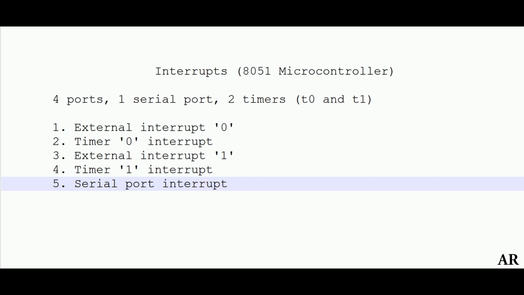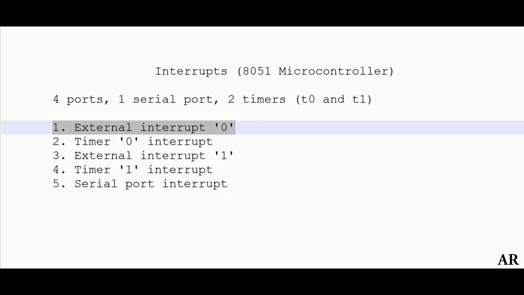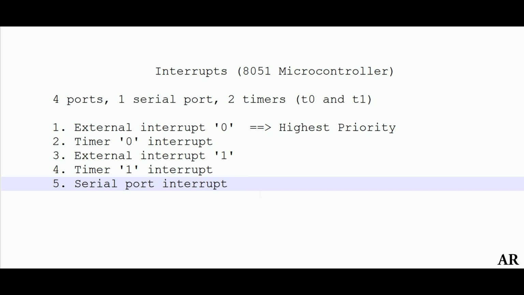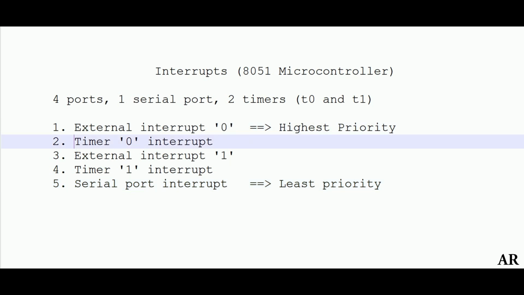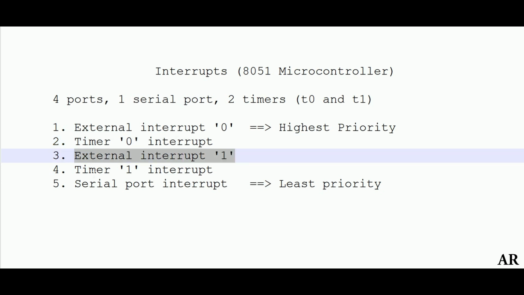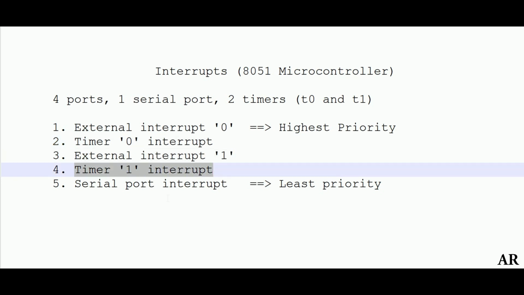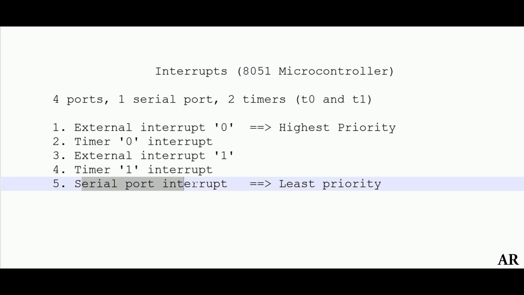And your interrupt priority is in descending order. So the first one is of the highest priority, and your serial port interrupt is of the least priority. The rest, 2, 3, 4, are the intermediate ones. So the first is your external interrupt 0, then comes timer 0 interrupt, thereafter the third in priority is your external interrupt 1, and thereafter you're having timer 1 interrupt, and the last, or the least priority, is your serial port interrupt.